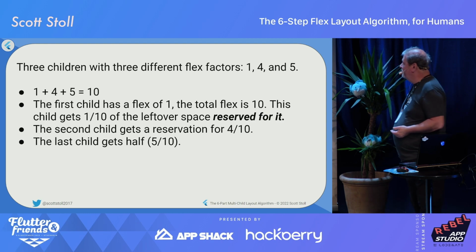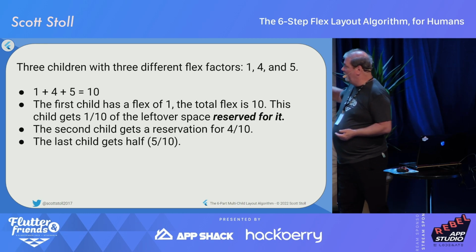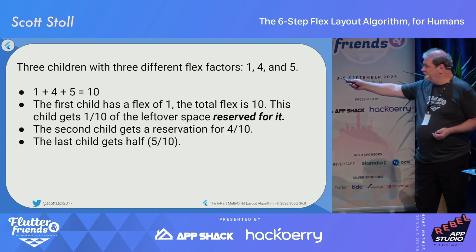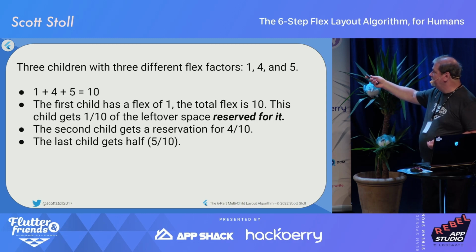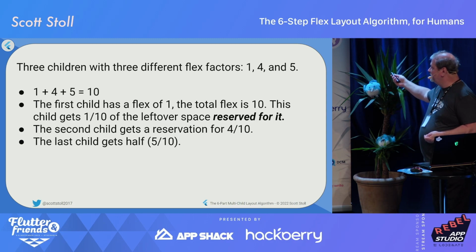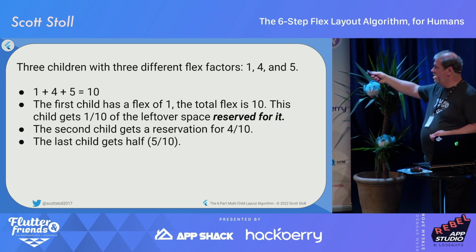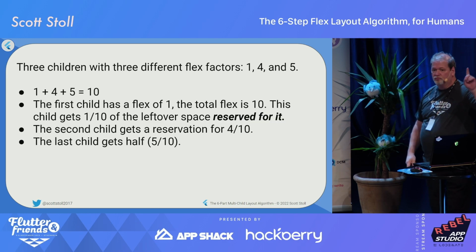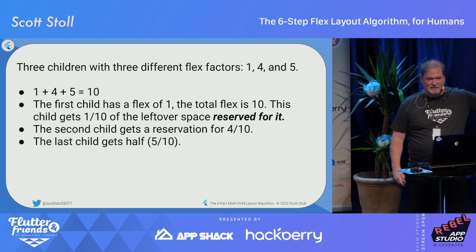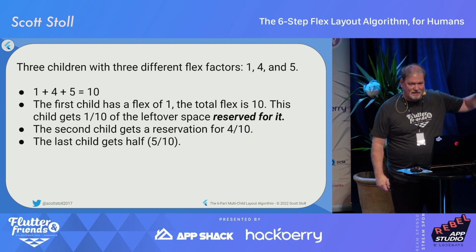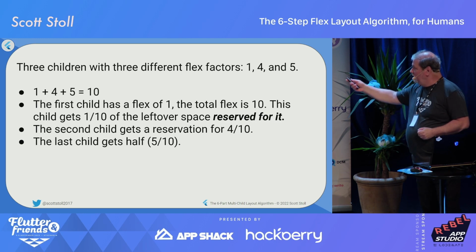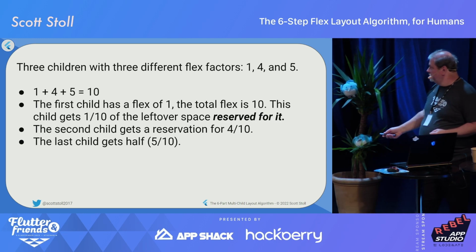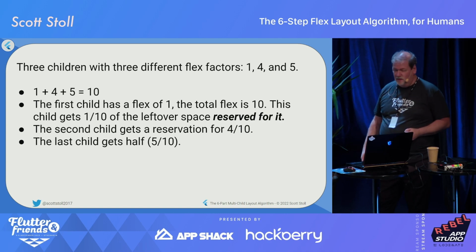3 children, 3 different flex factors, 1, 4, and 5. 1 plus 4 plus 5 is 10. There's your math. The first child has a flex of 1. The total flex is 10. This child gets 1/10 of the leftover space reserved for it. It does not get 1/10 of the space. The second child gets a reservation for 4 out of 10, so 40%. The last child gets half.